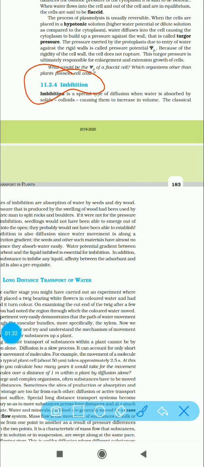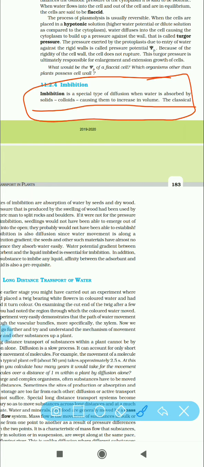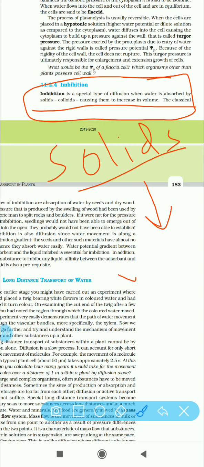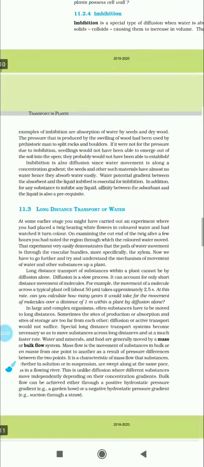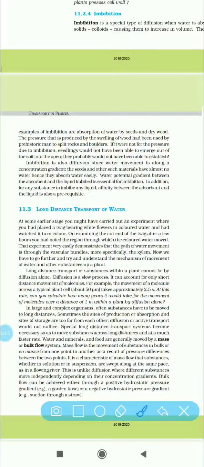So imbibition can be defined as a special type of diffusion when the water is absorbed by solids or colloids. So remember, imbibition is defined as the absorption of water by solids. And that's why this water absorption will increase the volume. So keep that in mind. Now the classical example which your textbook has mentioned is the imbibition of water by seeds and dry wood.